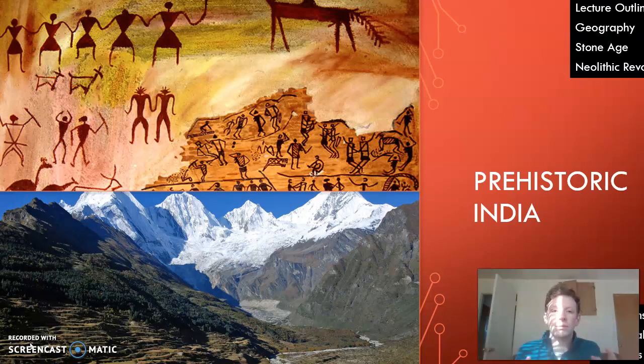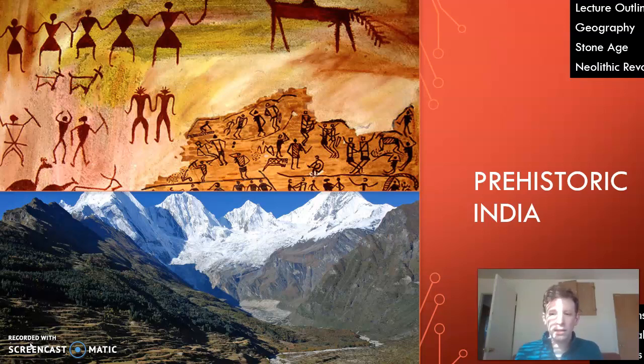We have artifacts that are constructed by a society. We have paintings, pottery, remains of houses and cities, and these all go into the construction of a civilization and the historical study of a civilization. Until you have the written word, generally these are still prehistoric societies. These are the societies in India that we're going to be looking at today.